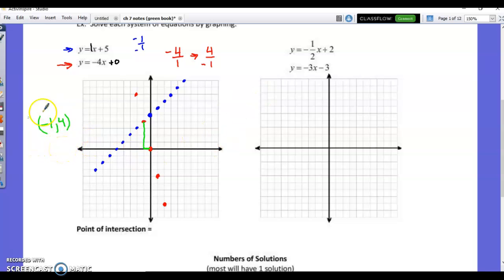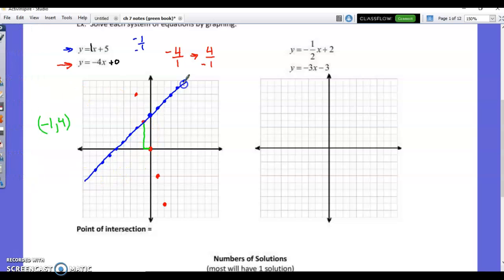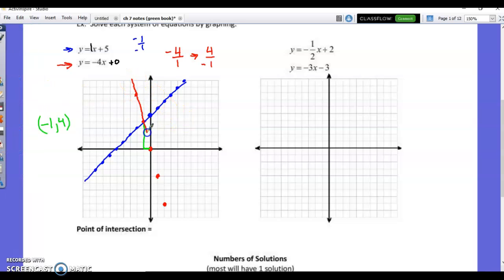If I do draw these lines in now, here's my blue line, here's my red line. But what we are looking for is where they share a point of intersection. So this would be our x value, this would be our y value. This makes both of these true. If I put in -1 for x, -1 plus 5 equals 4. And if I put -1 in for x, -4 times -1 equals +4, and it equals +4 there.